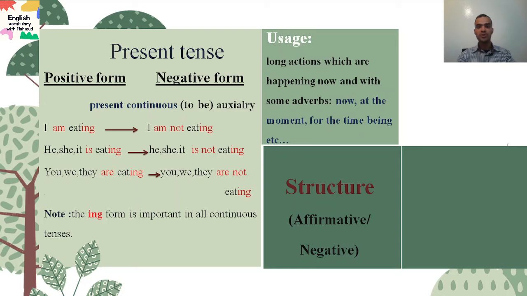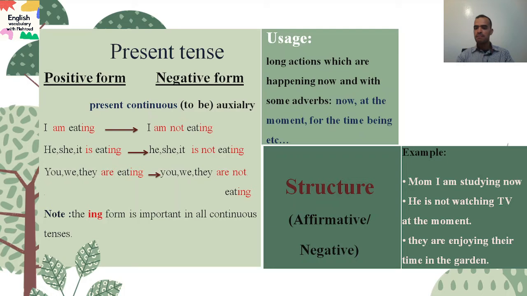Let's see examples to know more about the present continuous. Example: Mom, I am studying now. Study is an active verb, so most of the time it represents a long action. And now is an indicator of the present continuous.